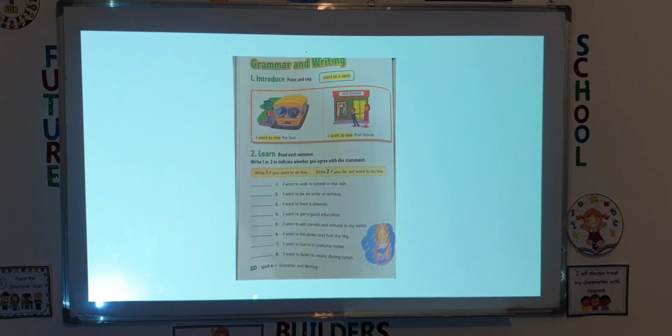The answers, again, are up to you. If you want to do what is in the sentence, just write number 1. If you don't want to do what is in the sentence, just write number 2.